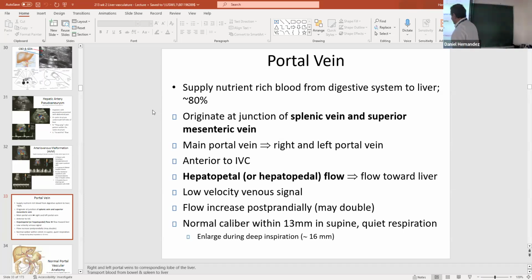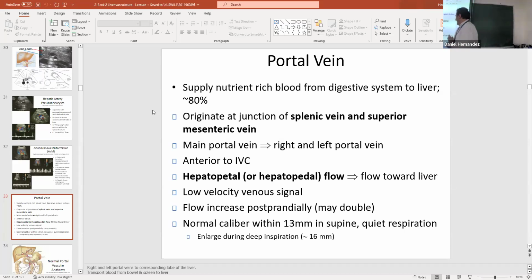With the main portal vein, flow will increase after you eat. If you think about it intuitively, I just ate a big meal, my body's digesting all that food, so there's extra blood going to the gut. It's going to take all that food that you just ate and bring it to your liver, hopefully you ate something healthy.